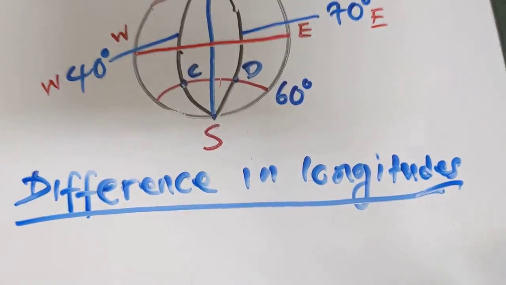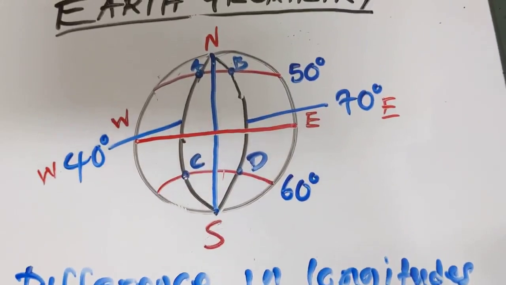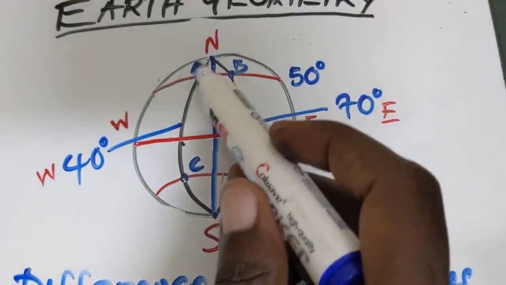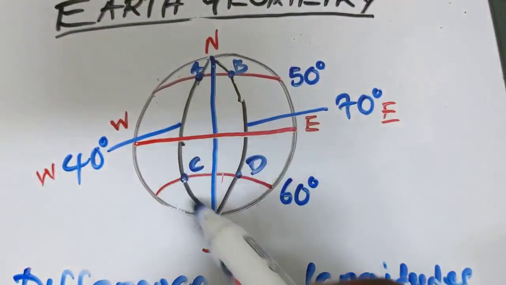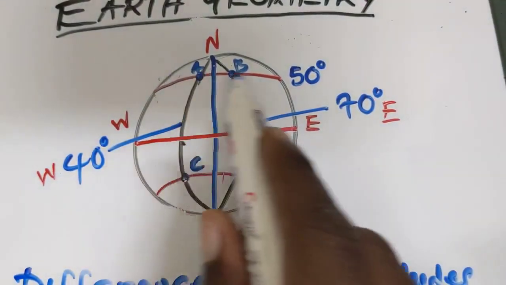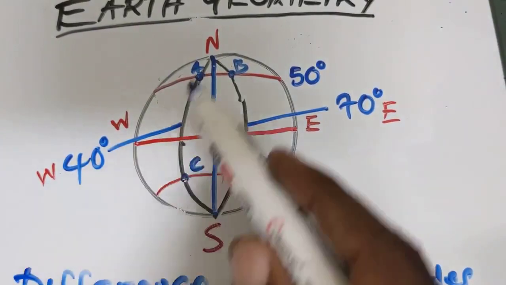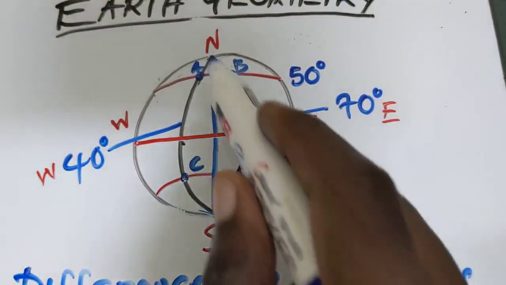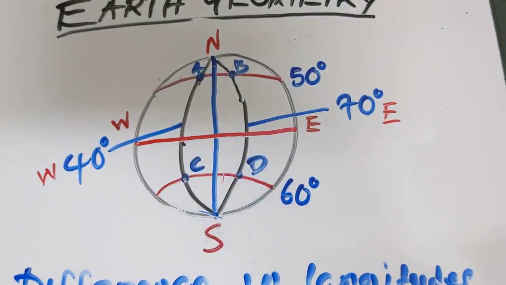About finding the difference in longitudes, what do I mean? Here, this line which goes like this is a longitude. These lines which go like that are latitudes. So the difference in what? In longitudes.